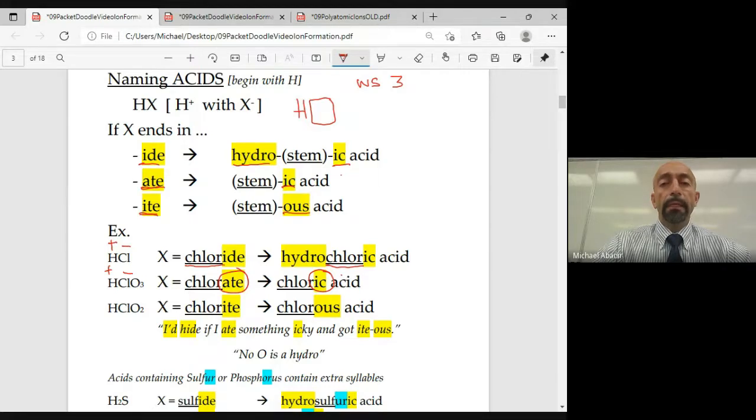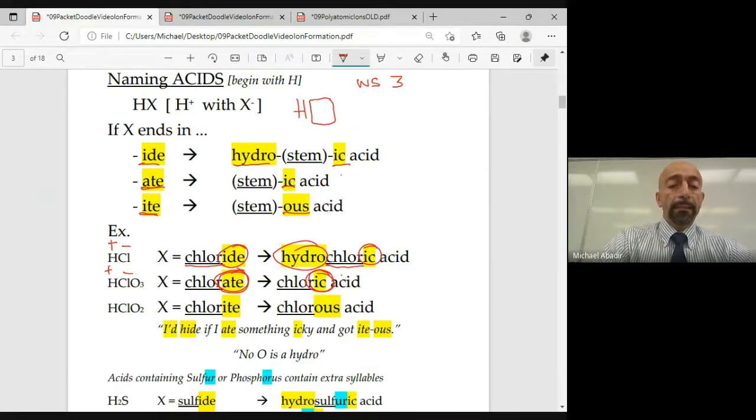No hydro. A lot of kids get confused because they think all acids are going to have hydro in the beginning because they all have a hydrogen, but that's not the case. The hydro doesn't mean it has hydrogen. All of the acids are going to have hydrogen in the beginning. It's just the ones that end in "ide" that have the hydro and the ic. But if it ended in "ate," you would just change the ending to ic, and that's it. So this one's called chloric acid.